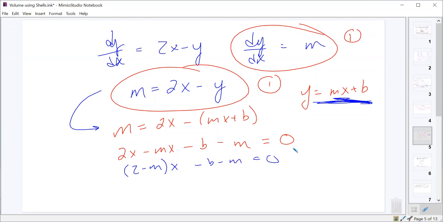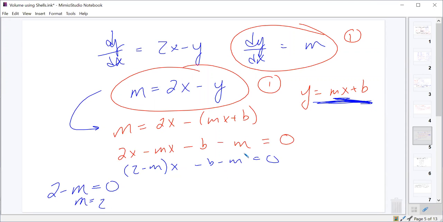How many x's are on the right-hand side of this equal sign? I need these two things to be equivalent. So what does that tell you about 2 minus m? It needs to equal 0. The number of x's on the left has to equal the number of x's on the right. There are no x's on the right, and there are 2 minus m x's on the left. I have to have the same number of x's. So what does that tell you about m? M must be 2.